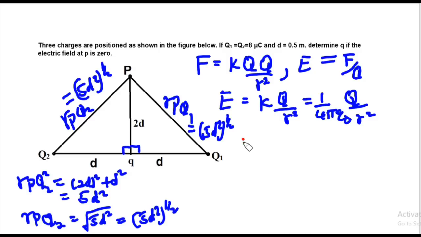So we are told that the electric field due to Q1, the electric field due to Q2, and the electric field due to Q at this point sum to 0. We shall be making use of this now to solve this problem.